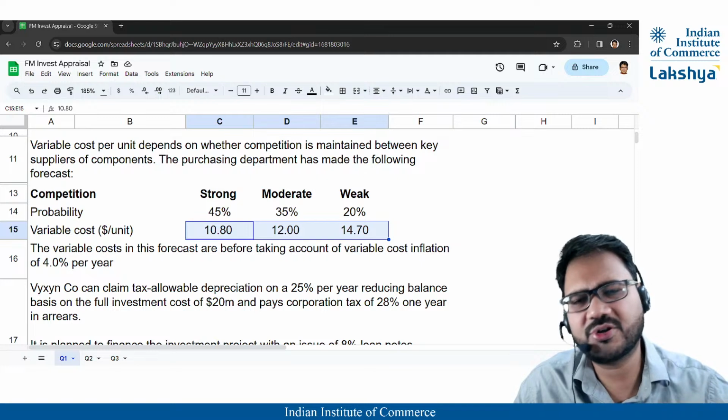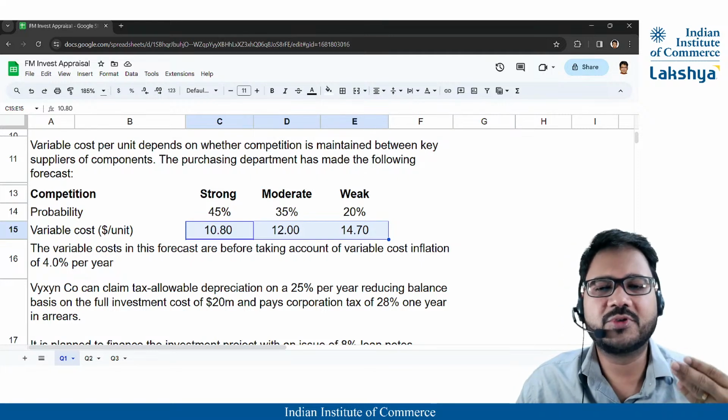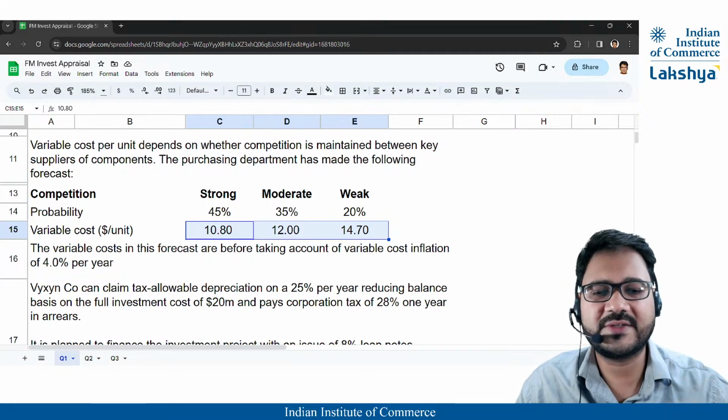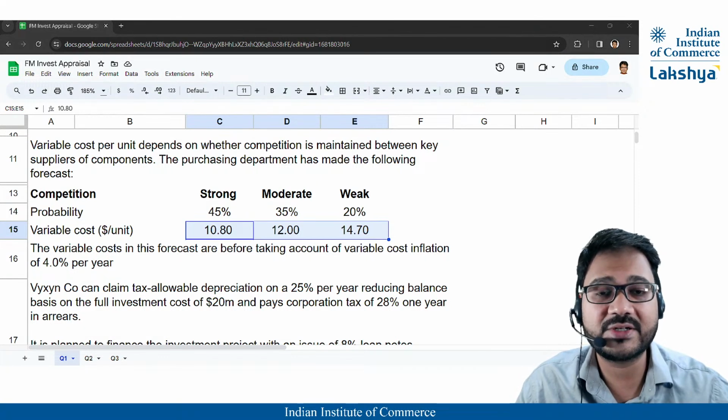If the competition is strong, vendors would try to price aggressively so that they are able to make the sale. They are able to attract the sale better.